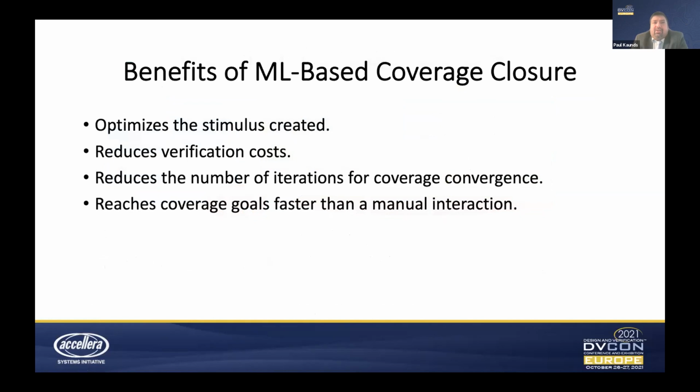So, the benefits of ML-based coverage closure: it optimizes the stimulus created, and it reduces the verification cost. As we are becoming more and more streamlined, and it hits the functional coverage faster and in an efficient way, the verification cost reduces. It also uncovers bugs. Sometimes we don't have time to hit everything, but because of the effective way, it can uncover bugs and corner cases. It reduces the number of iterations for coverage convergence. It reaches the goal faster in the matter of iterations.